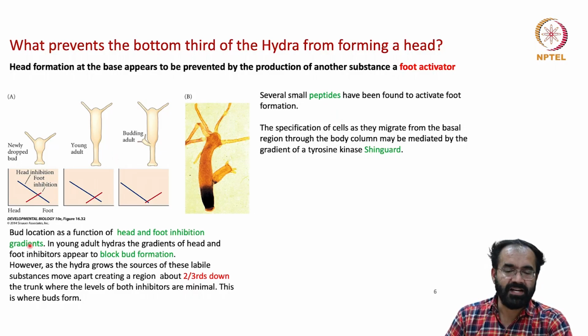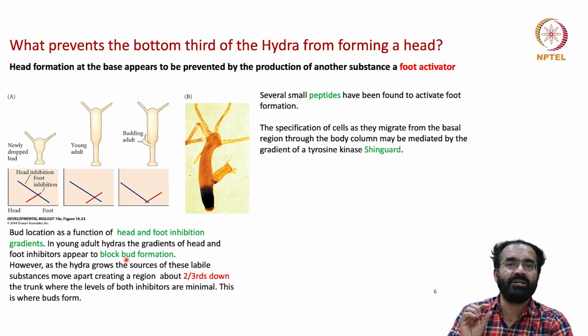Do we have some evidence? Let us see. The bud location as a function of head and foot inhibition gradients is what is depicted here. As you can see in this picture, you can assume that if there is a head determinant, there will be a tail determinant also. In young adult hydras, the gradients of head and foot inhibitors appear to block the bud formation. There is a head gradient coming from the hypostome region and there is a foot gradient coming from the basal region. So somewhere midway they get nullified.